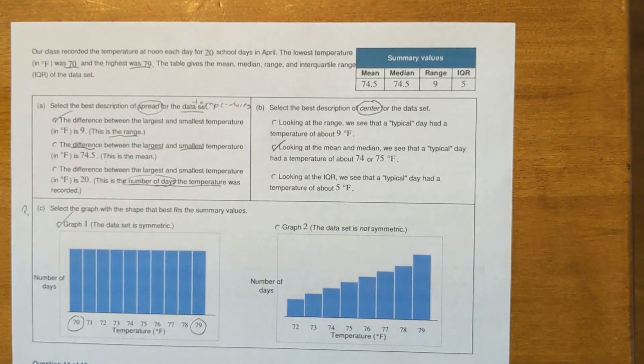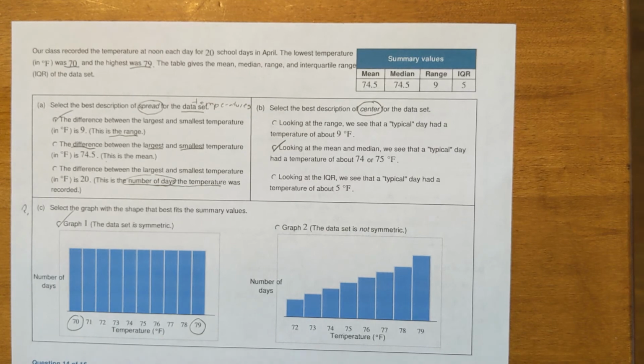Our class recorded the temperature at noon each day for 20 school days in April. The lowest temperature was 70 and the highest was 79. The table gives the mean, median, range, and interquartile range of the data. A, select the best description of spread for the data.